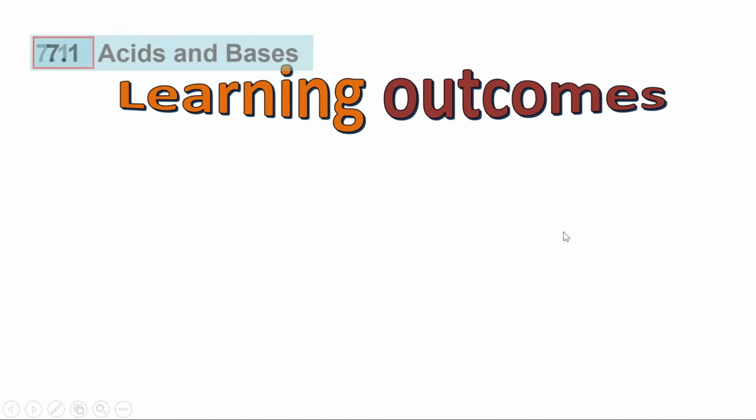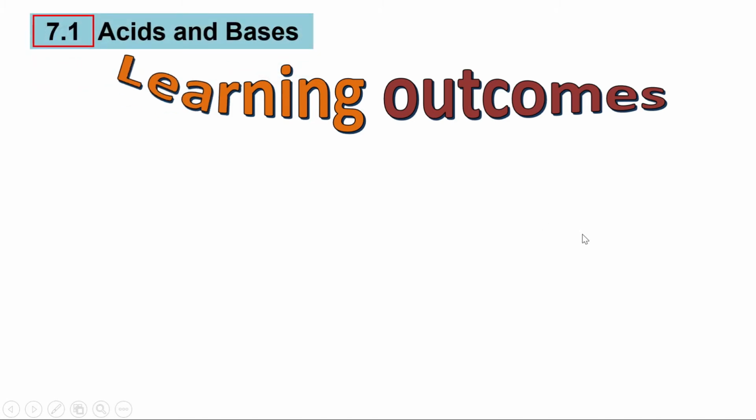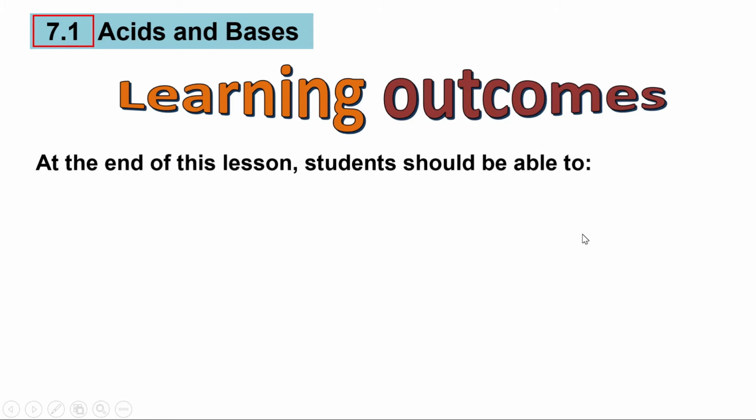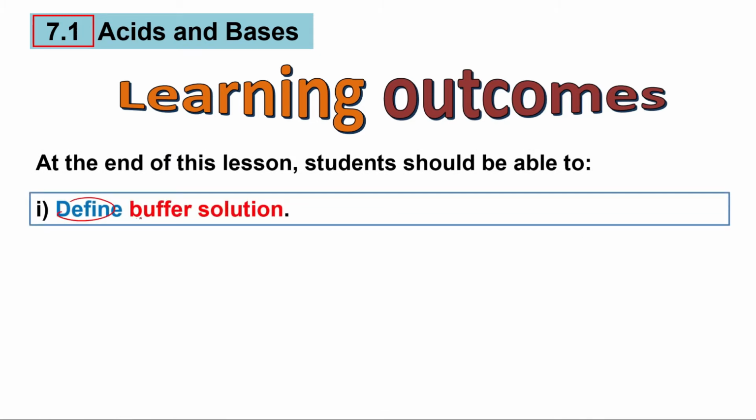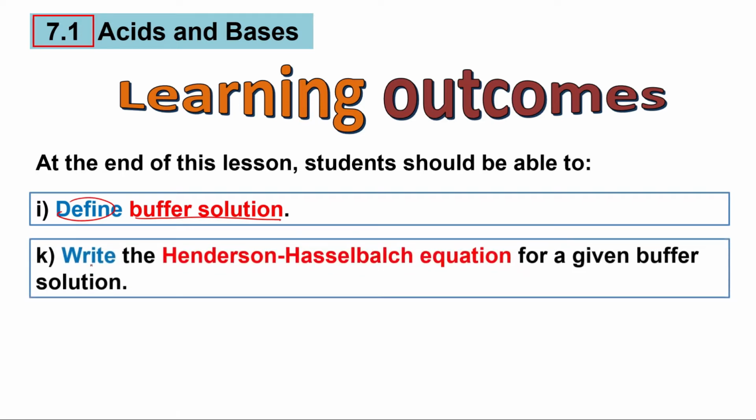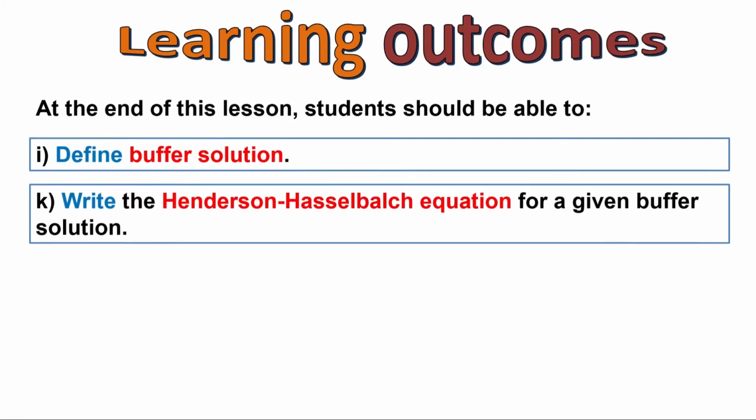This is 7.145. Here are the learning outcomes. At the end of this lesson, students should be able to define buffer solution. Next, write the Henderson-Hasselbalch equation for a given buffer solution. Are you ready? Let's start.